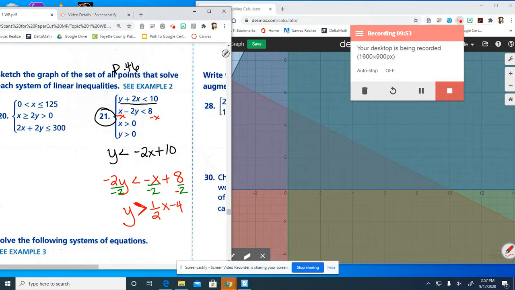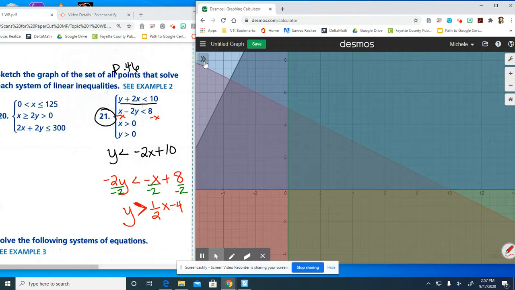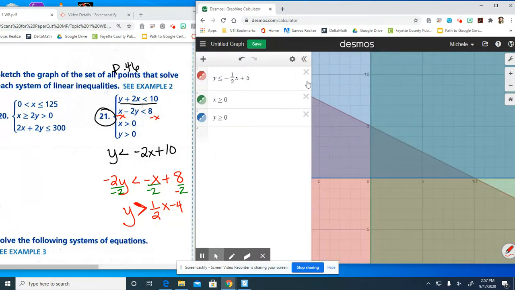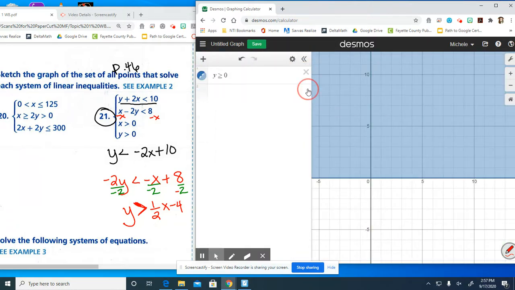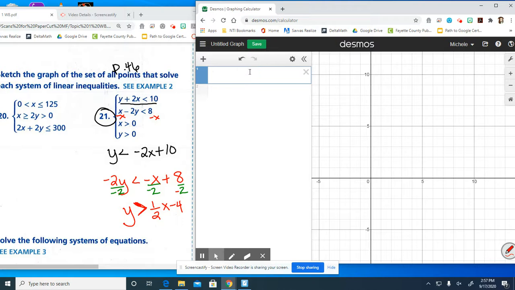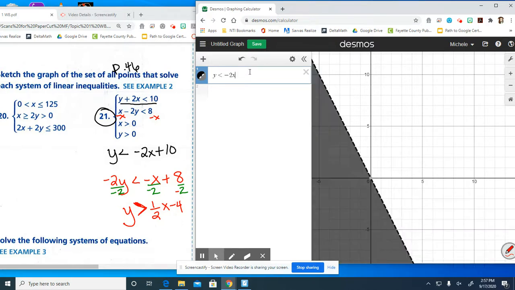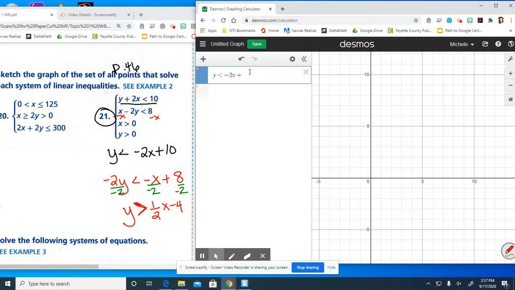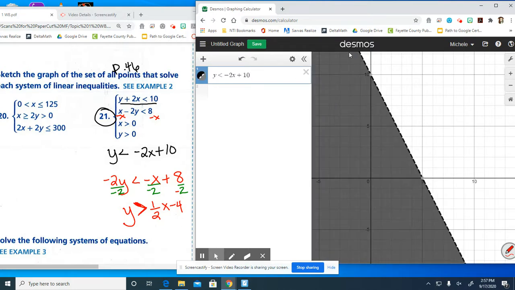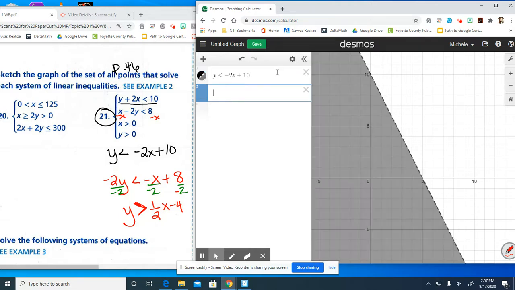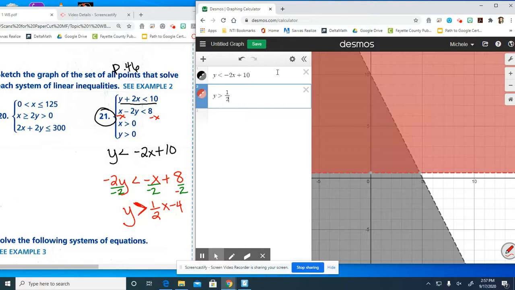Then I'm going to graph x is greater than 0, y is greater than 0. So let me come over here and graph my inequalities again. So y is less than negative 2x plus 10. Notice they are graphing a dotted line, less than. Then I can also graph y is greater than 1/2 x minus 4.